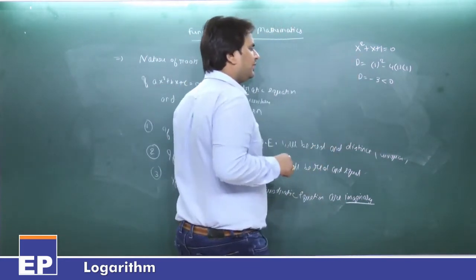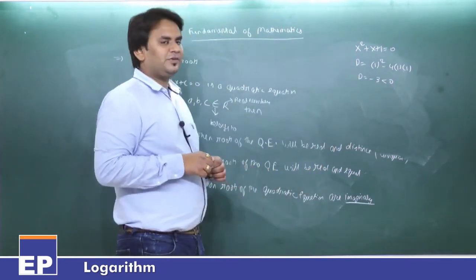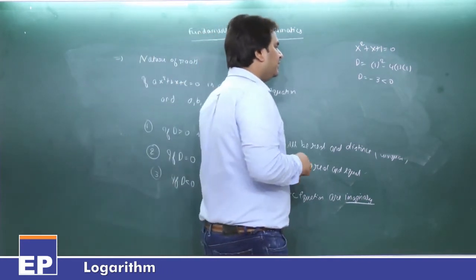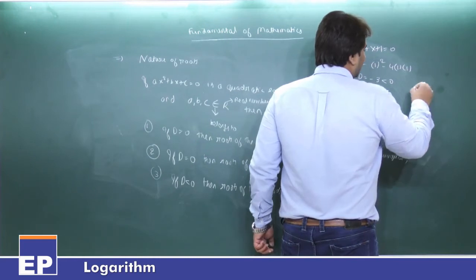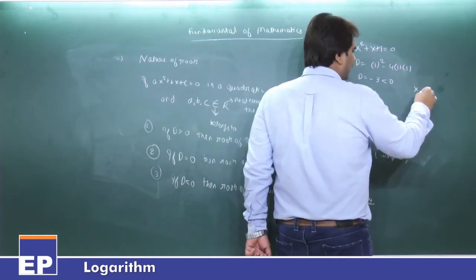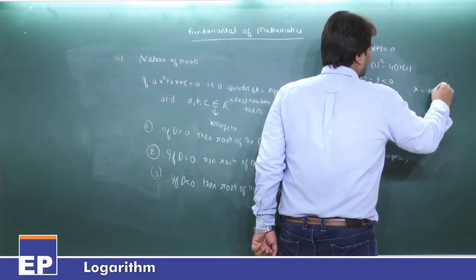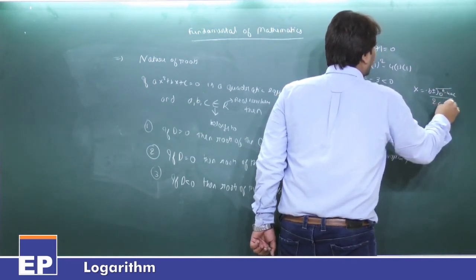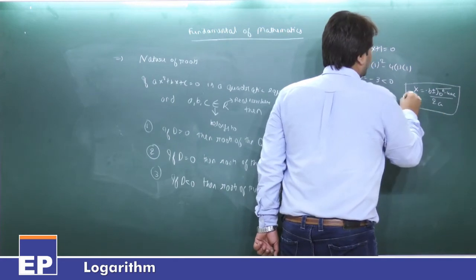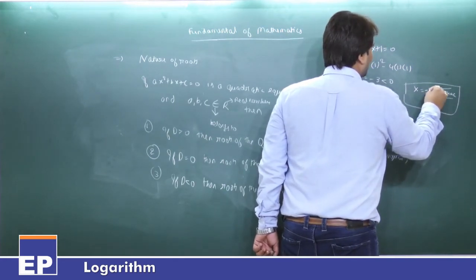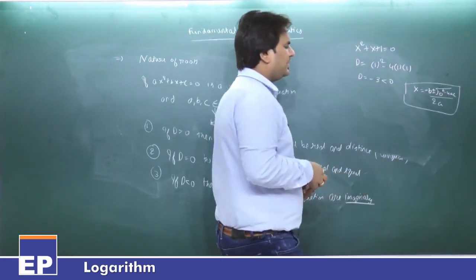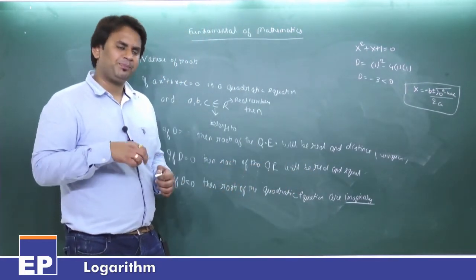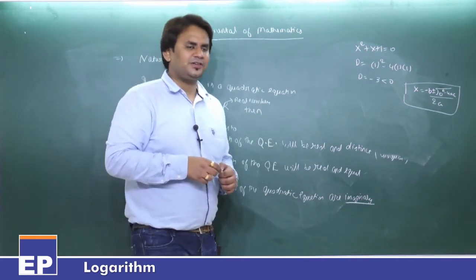The factorization of this equation is not possible. We will use one formula, that is Sridharacharya formula. What is Sridharacharya formula? It is used to calculate the roots of the equation: x is equal to minus b plus minus under root of b square minus 4ac divided by 2a. That you have studied in lower classes, 10th and 9th. This formula is also termed the quadratic formula, or you can call it Sridharacharya formula.